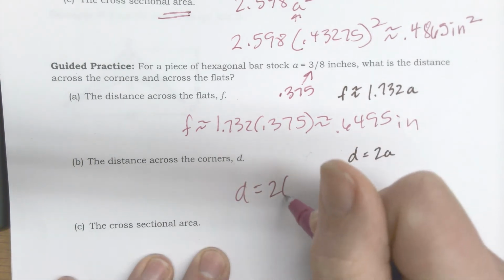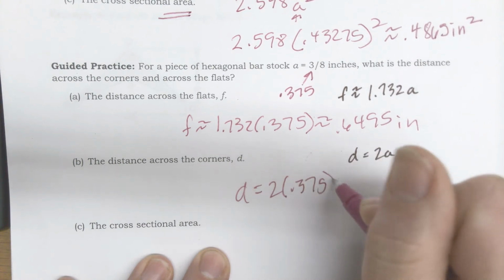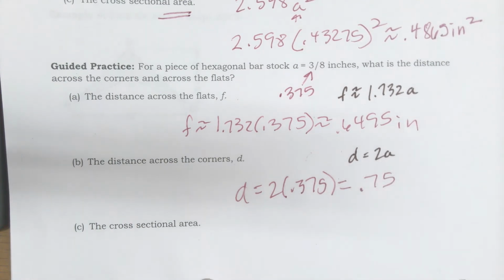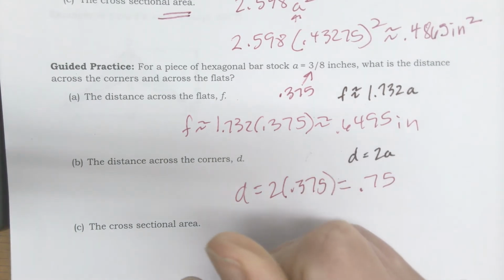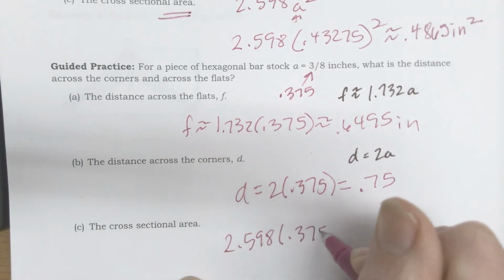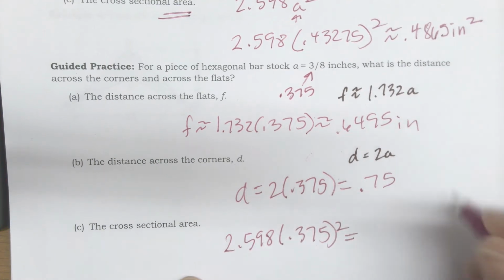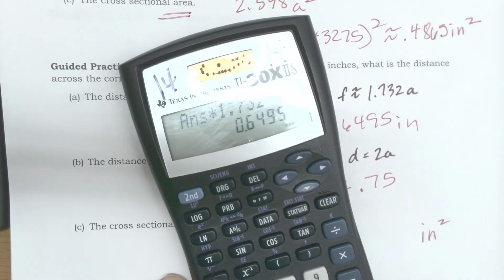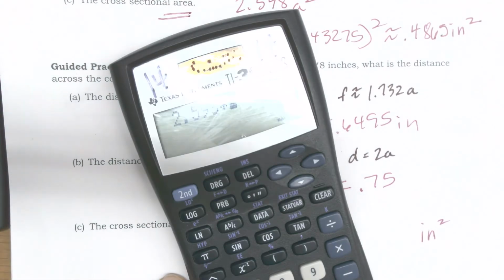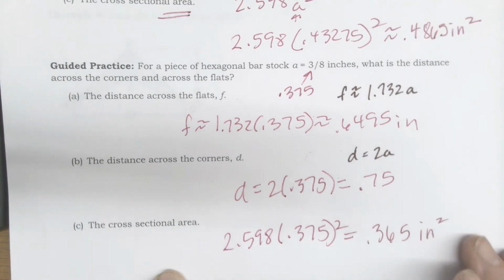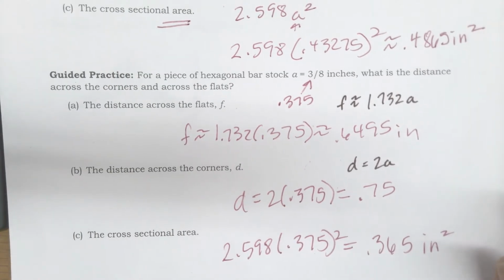And then this is find the diagonal D. D is twice A. So I do the math on that. 0.75 is what I get for that. And then find the area. The area is 2.598 times A squared. And then it's in inches, so whatever I get, I'll put inches squared. And 0.365-ish is what I got. A little bit of rounding involved. Okay, so that's it for the regular hexagons.